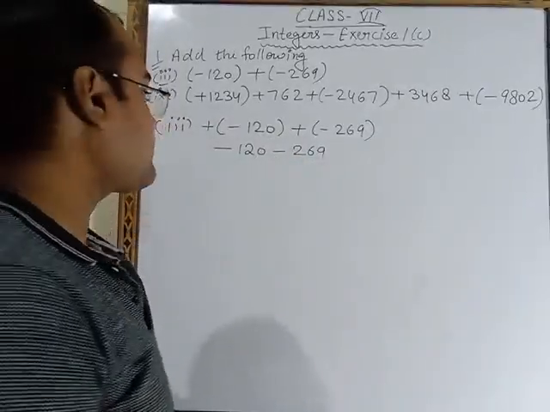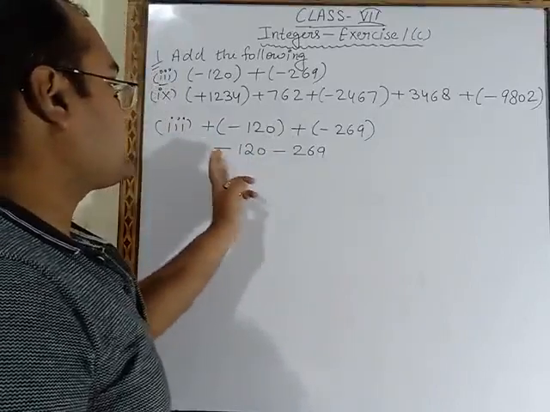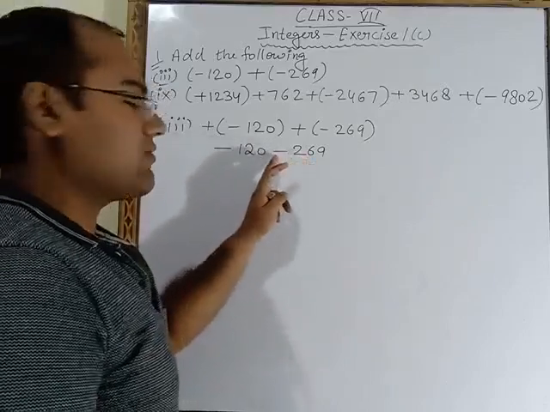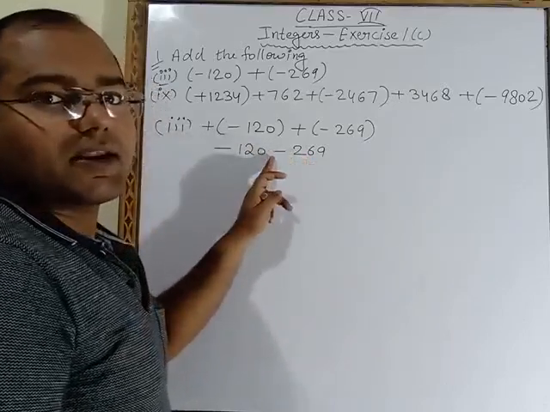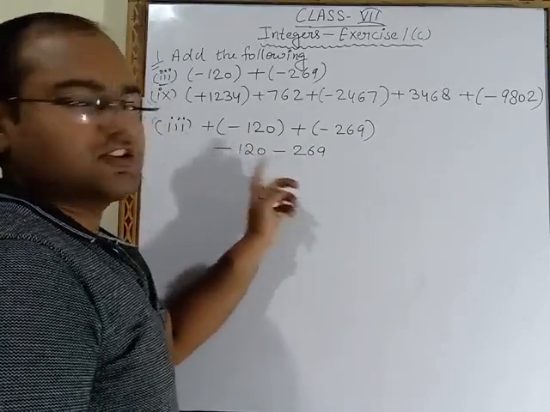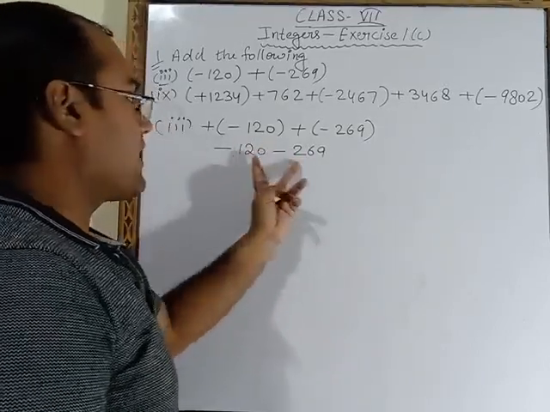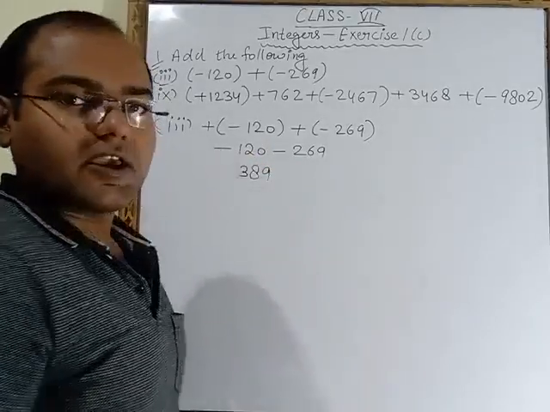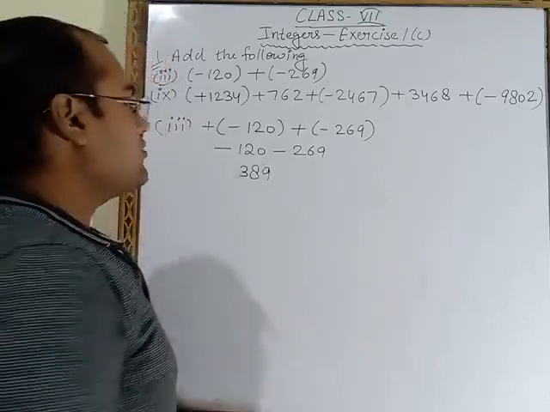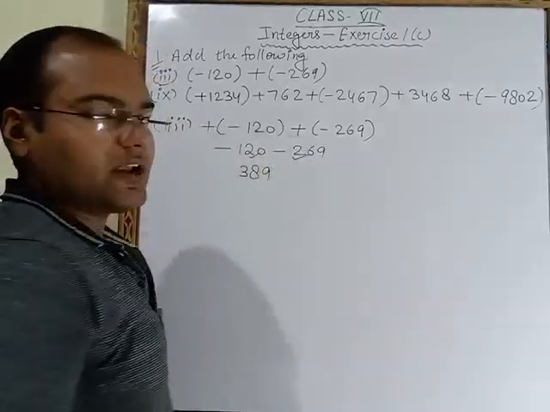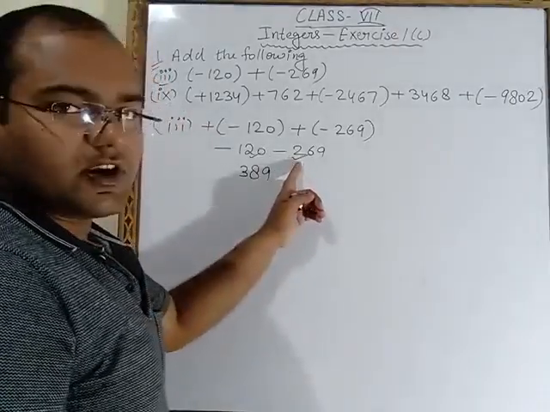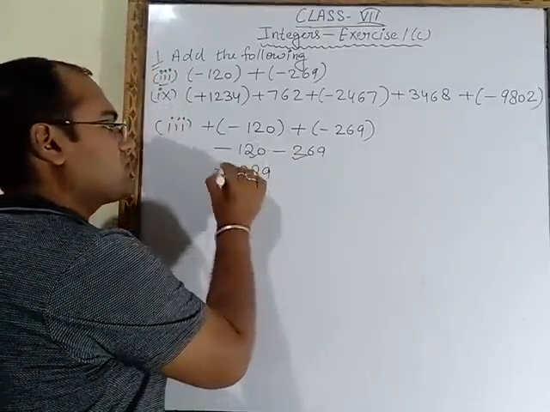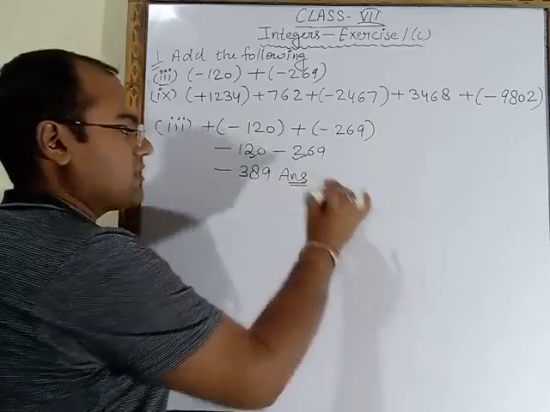In the same way, we also have to do plus minus 269. Now the next step, we have to check this sign, minus and minus. This 120 has a minus sign, this 269 also has a minus sign, and we know that minus and minus is plus, that means we have to add these two numbers. On adding these two numbers we will get 389. Now after adding, you have to check which of these two numbers is greater. 269 is greater. What is the sign of 269 here? The sign of 269 is minus. That means in the answer also we have to put minus. So this is your final answer.